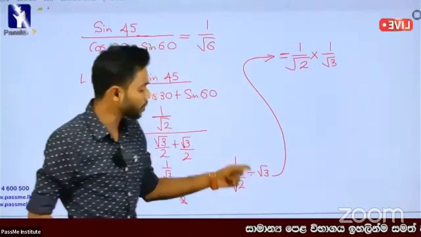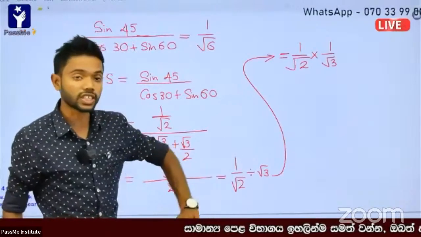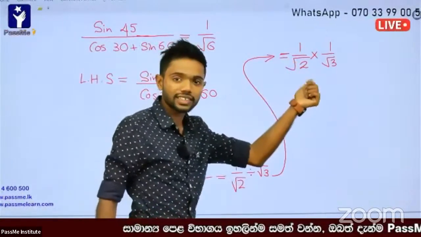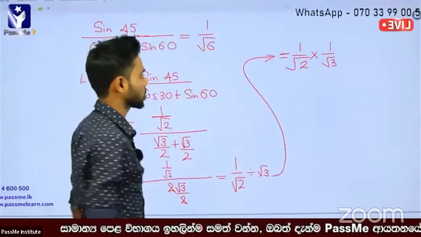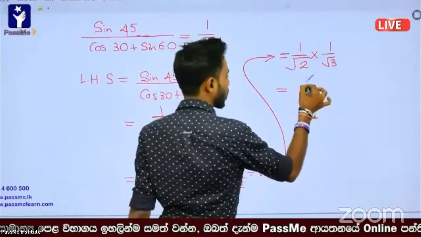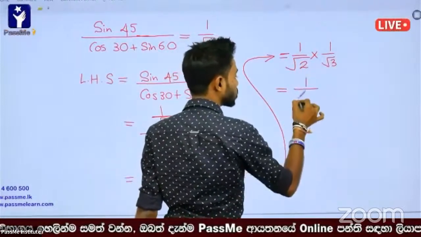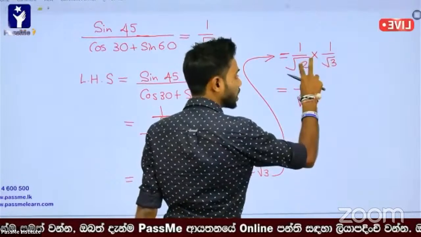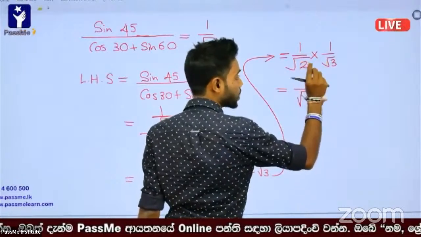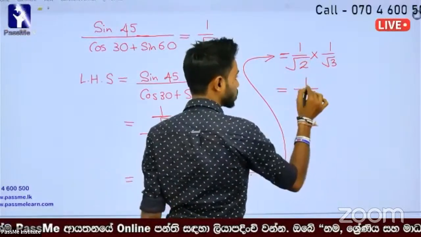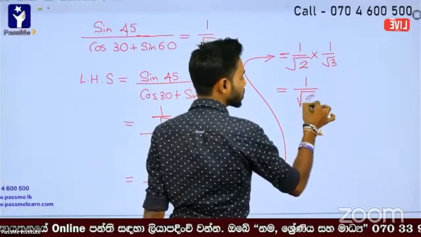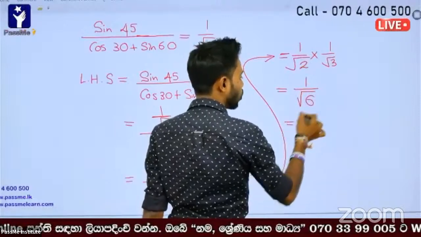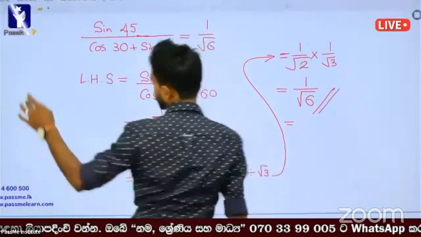That means root 3 becomes 1 over root 3 when the sign is changed. Now you can easily find the final answer, root 3 over root 2. So you can multiply both values which are in the roots. So that means 2 into 3 means 6. Now don't end with this, right?